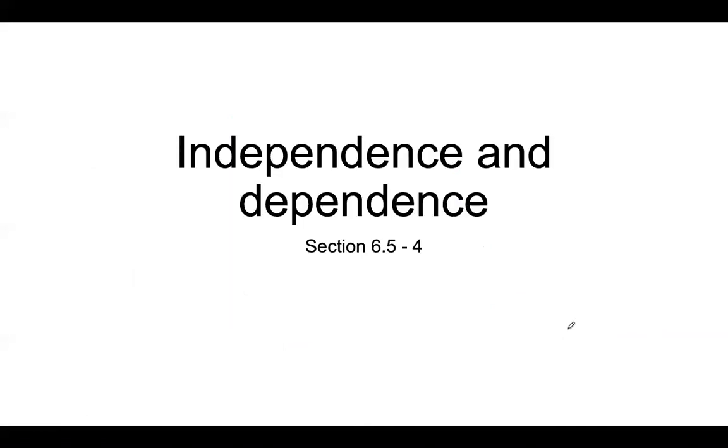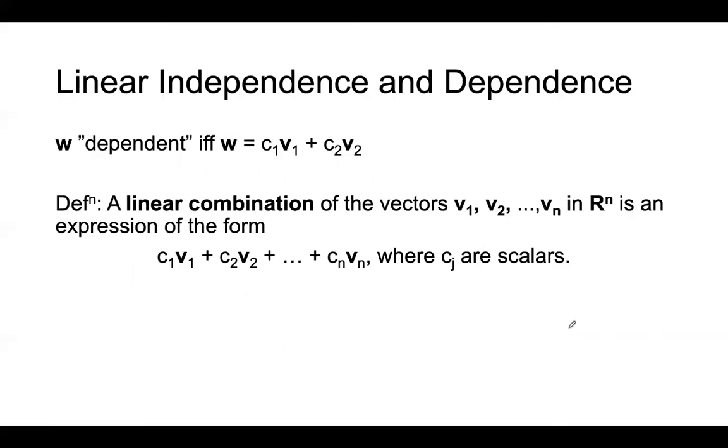And the next section is independence and dependence. So W is dependent if it can be written as a linear combination of other vectors, where C1 and C2 are coefficients, and V1 and V2 are those vectors. A linear combination of these vectors is this expression. So we can write C1 times V1 plus C2 times V2, and so on, Cn times Vn in this manner.